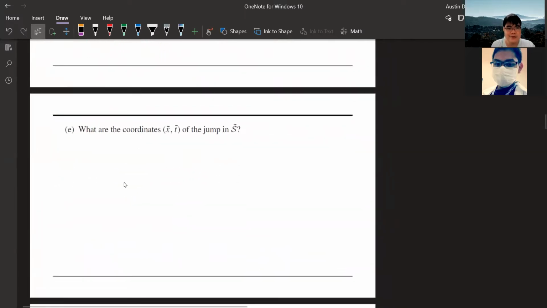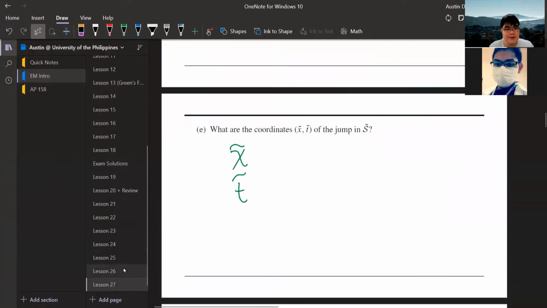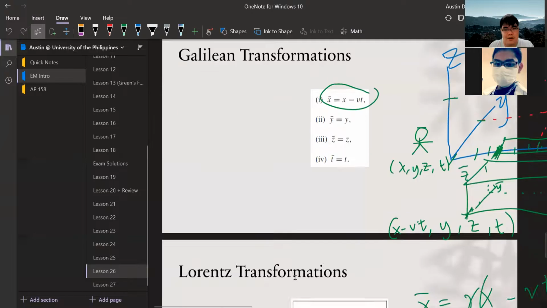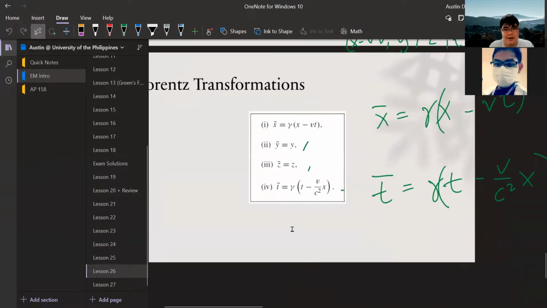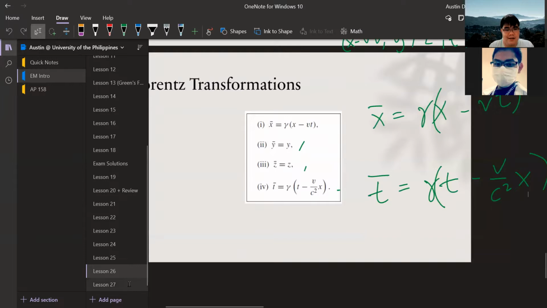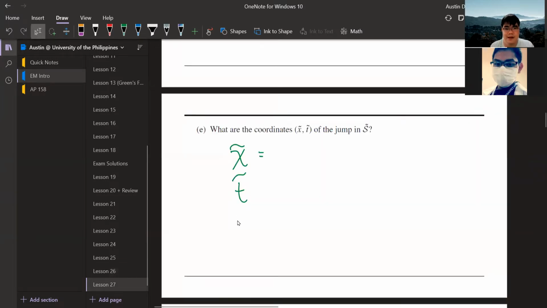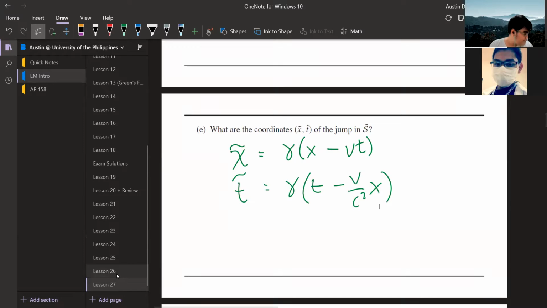Now we go back to this. So sulat natin yung x bar and t bar in terms of the Lorentz transformations formula. Okay, so we have this. Nakikita nyo ba? Okay, so gamma (x minus vt). This is gamma (x minus vt). Then gamma (t minus v over c squared x). Okay, so this is the Lorentz transformation with respect to the Earth system. Okay? With respect to the Earth system.